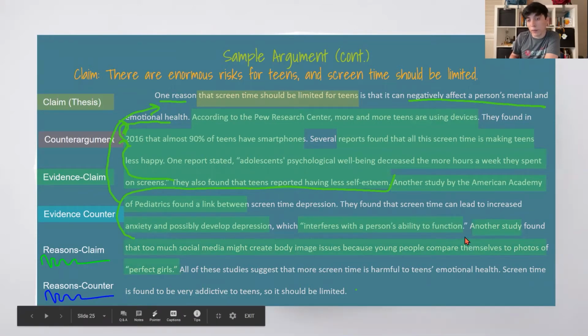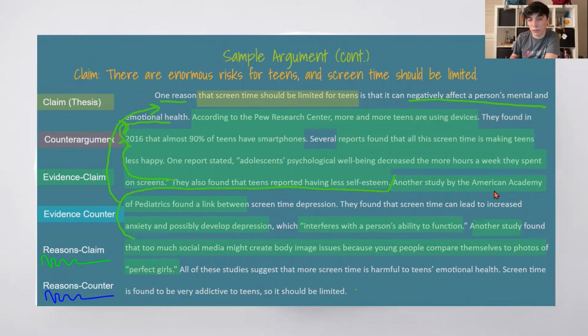Another study, again, this one doesn't tell us where that study is from, but it's clearly a different study from the American Academy of Pediatrics or Pew Research, but it doesn't really say where. It found that too much social media might create body image issues for young people because they're comparing themselves. So although this is weak evidence because it doesn't say where they got this information from, it does support the main claim.